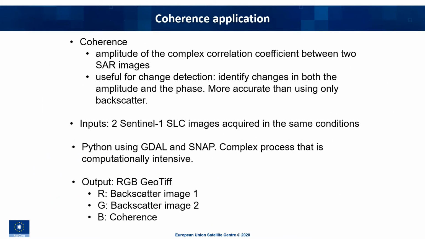The application we have developed computes the coherence. The analysis of the coherence is very useful for change detection since it identifies the changes in both the amplitude and the phase. The inputs that the application needs are two Sentinel-1 single-look complex products. The application is written in Python and the process is computationally intensive. The final output is an RGB containing the backscatter of both images and their coherence.